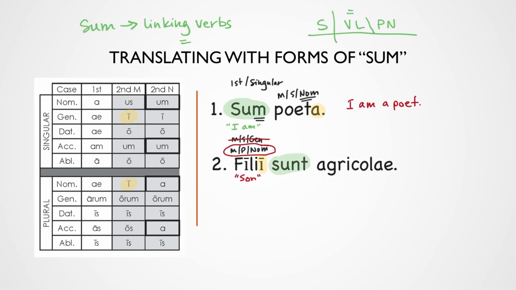Sunt, we can identify, because of the nt, is going to be third person plural. And since it's third person, that means we can swap out the they with sons and then use are. Our last word is agricolae. Looking at that ae, we see it could be three possible forms, feminine singular genitive, feminine singular dative, and feminine plural nominative. And look at that, that's the form that matches with our first word, sons, plural nominative. They match in case and in number. Awesome. So we can translate as, the sons are farmers.